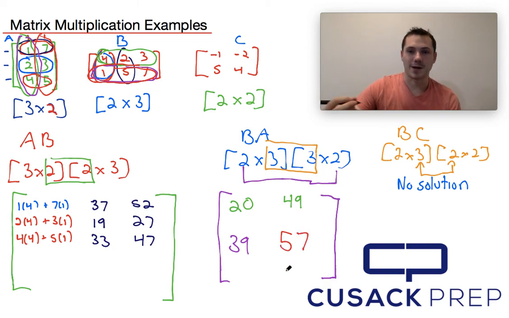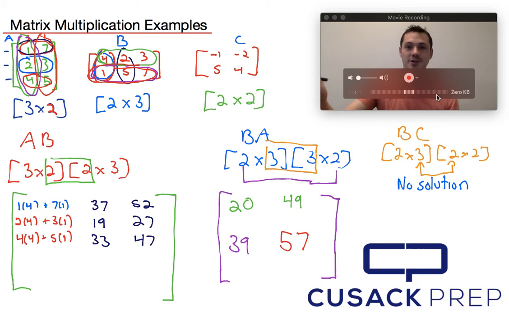And then last, we have my favorite case, B times C, which is no solution. You can't multiply it. Don't even try. It's not going to work. That's it. That's how you multiply matrices. A couple of additional examples.